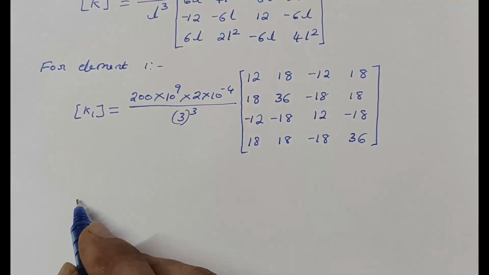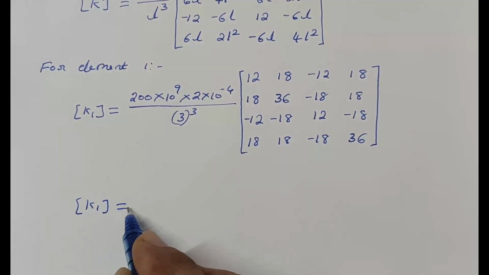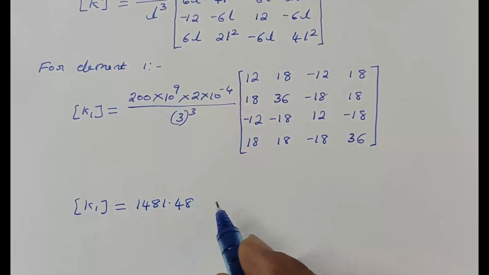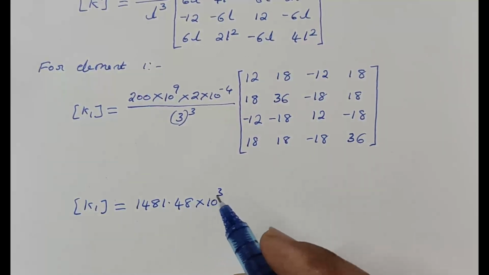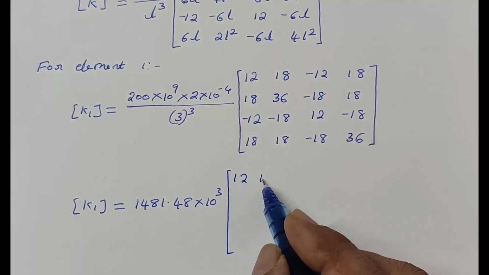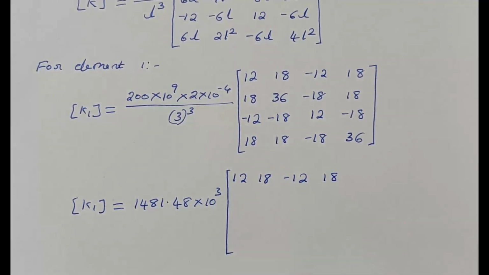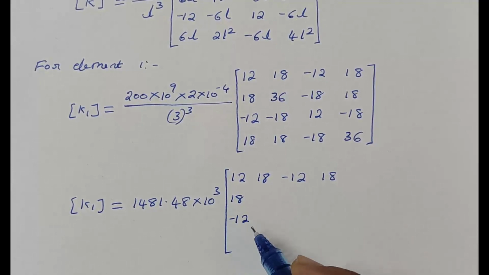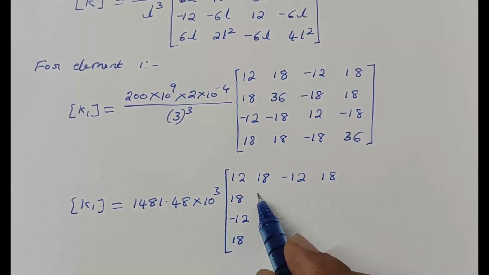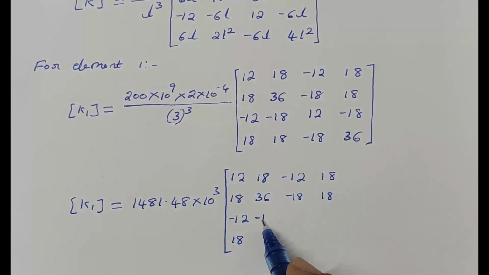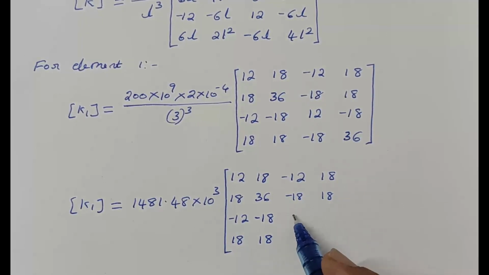If you simplify this, we will get K1 is equal to 1.48 into 10 power 3 times the matrix: 12, 18, minus 12, 18; 18, 36, minus 18, 18; minus 12, minus 18, 12, minus 18; 18, 18, minus 18, 36.